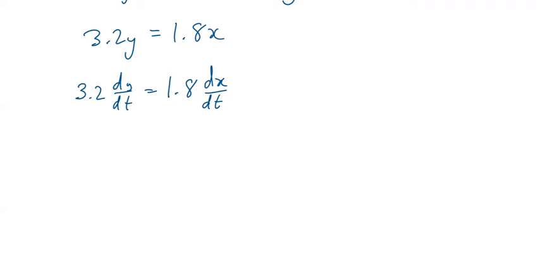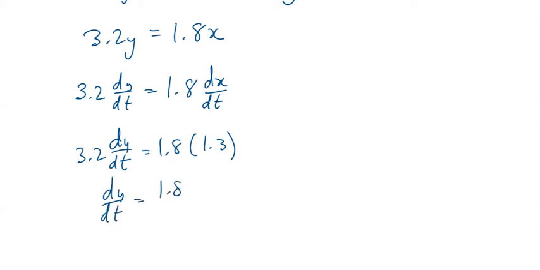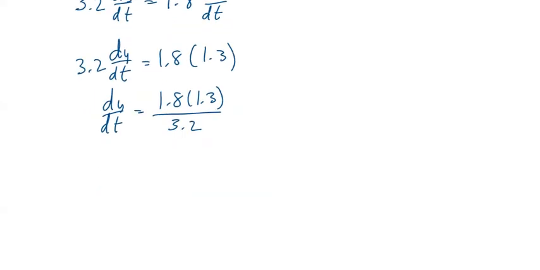We're finding dy by dt. dx by dt is 1.3. So 3.2 dy by dt equals 1.8 times 1.3. And that works out to approximately 0.73 meters per second. We knew it was increasing. The math confirmed that, so that all fits.